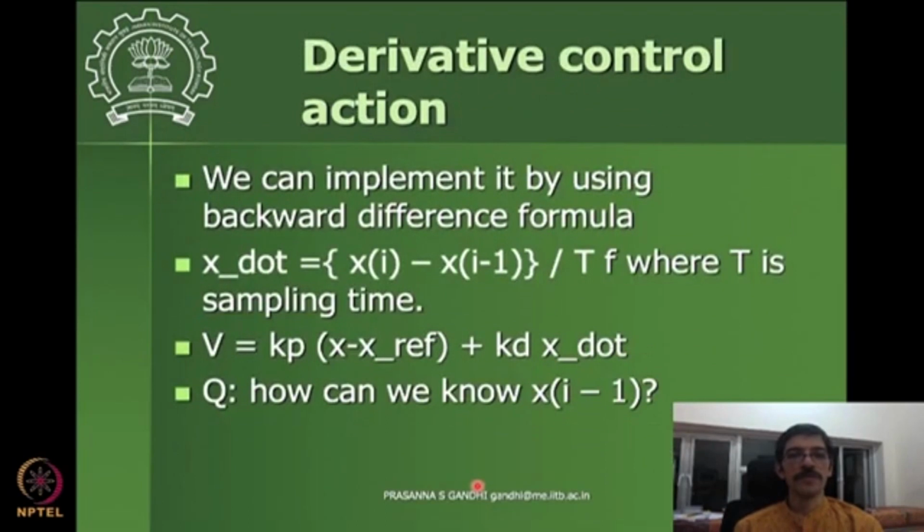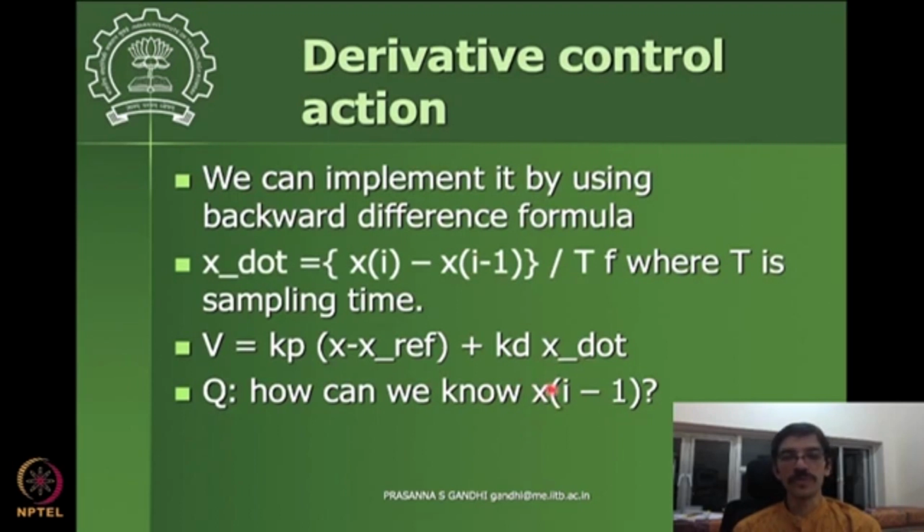So how do you compute the derivative control action? Do you know the difference formula? You can use that, so it's very straightforward. The only question is, how do you get the previous position? I know the current position x, but how do I know the previous position?